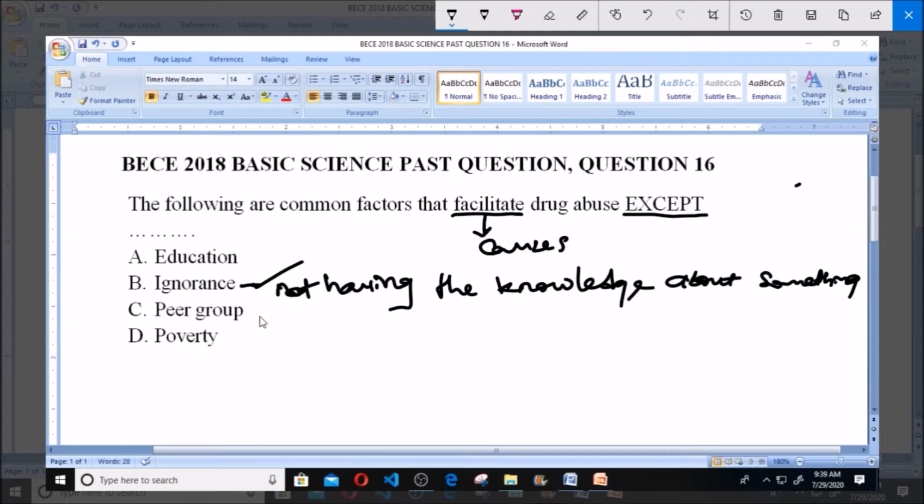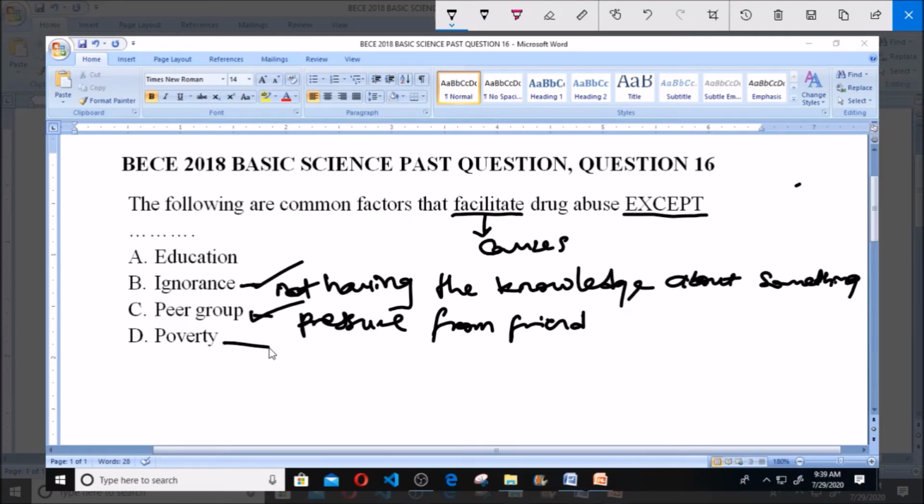Now C says peer group. Now peer group simply means pressure from friends. Like we know, each of us has our peer group. We have our group of friends. Now these your friends might be pressurizing you to engage in this drug abuse because they also engage in drug abuse. And if care is not taken, you find yourself abusing these drugs because of the pressure from your friends. So peer group facilitates drug abuse.